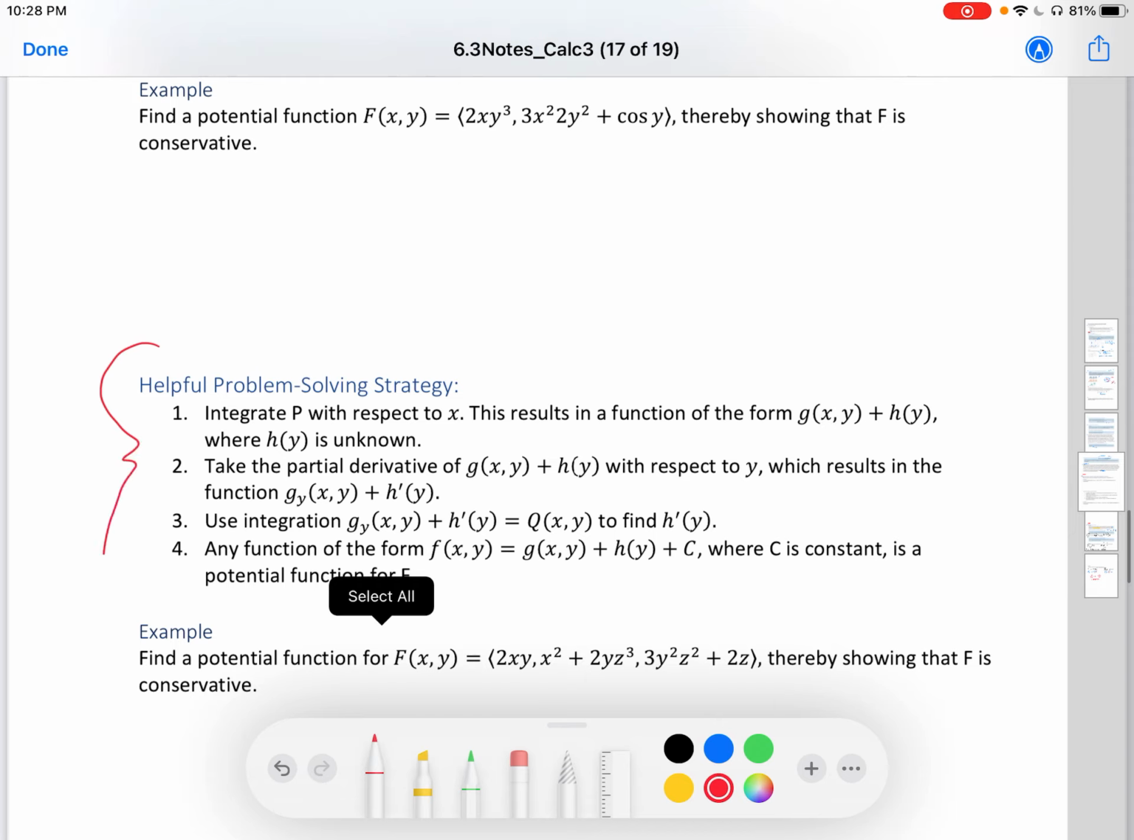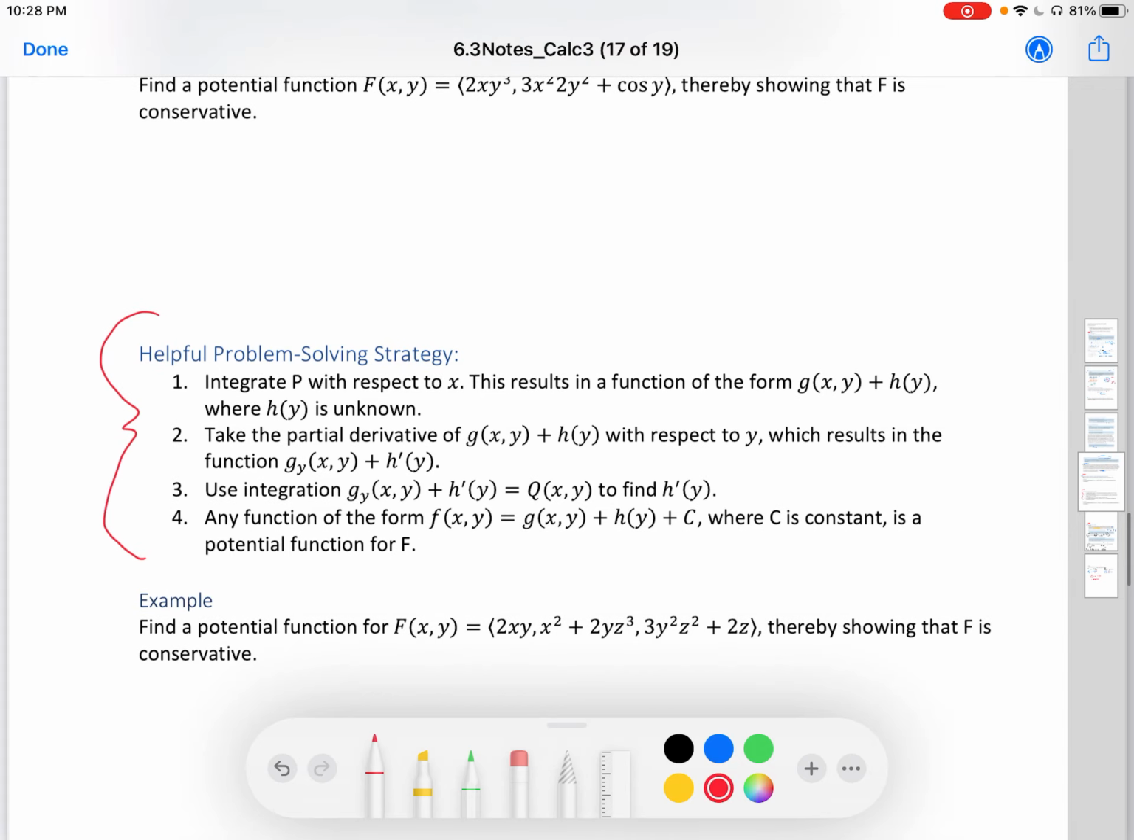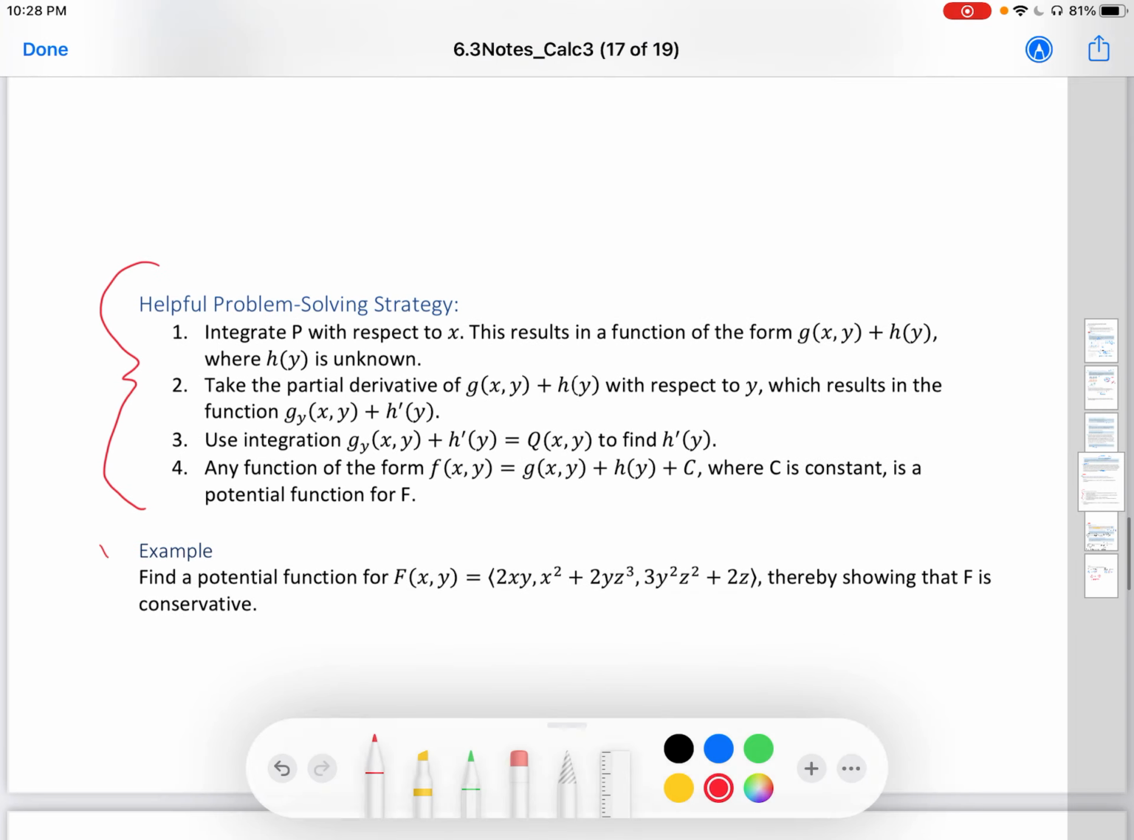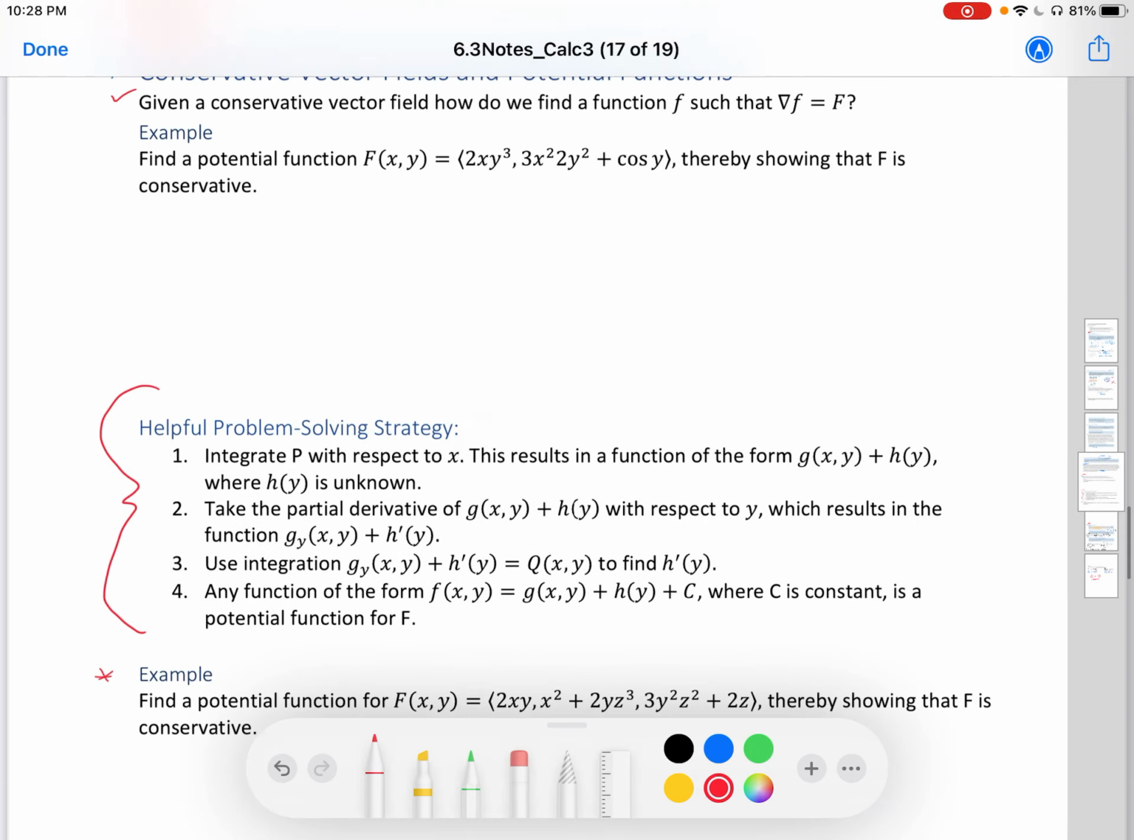So we have a list of steps to follow. These steps are for only 2 components. So when we do this next one, it's going to be a bit more challenging.